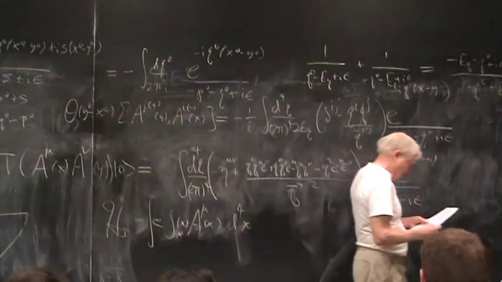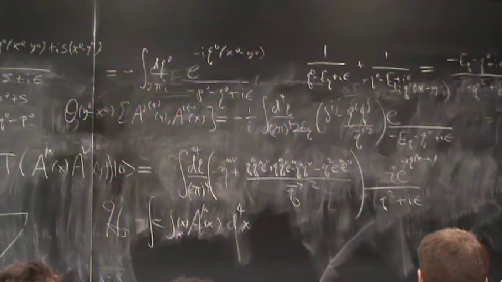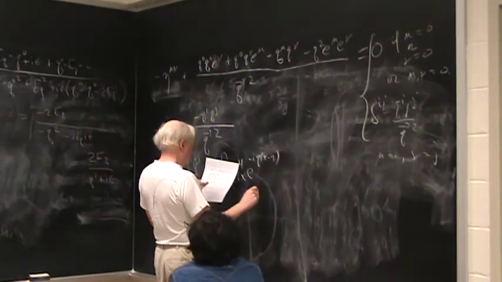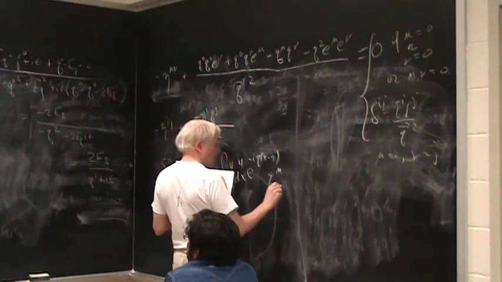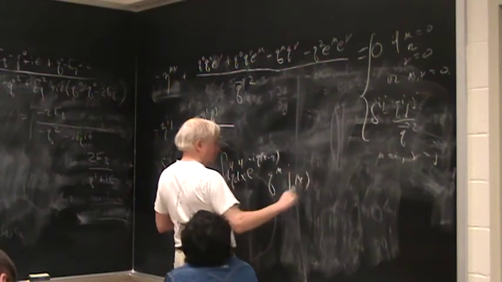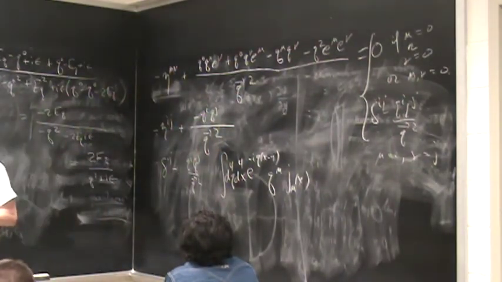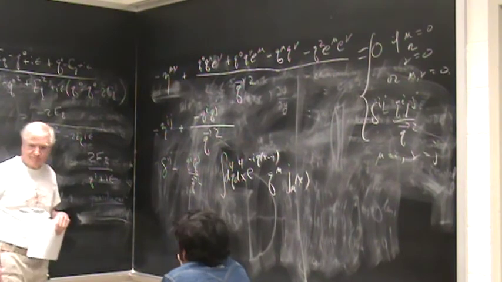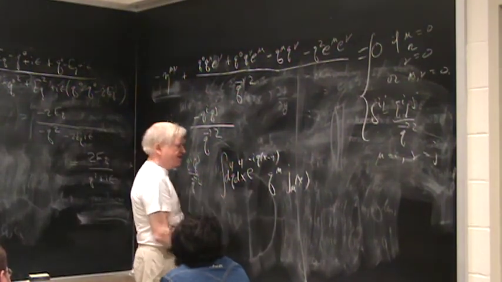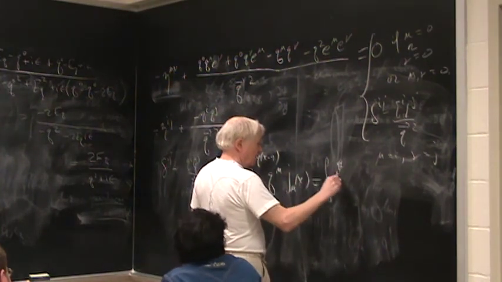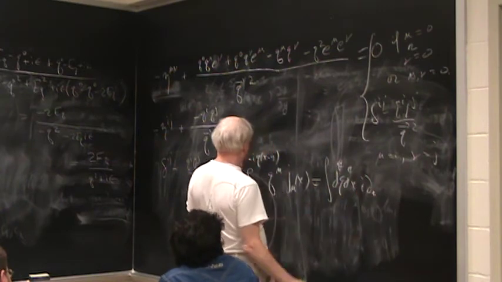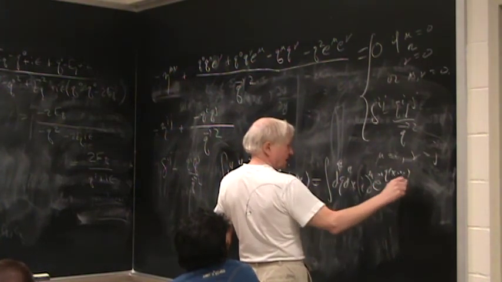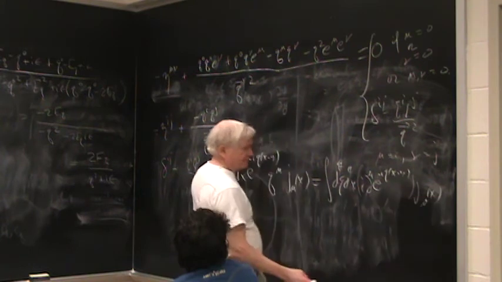So let's look at what that means. That means that we would have something like this: d^4q, d^4x, e to the minus i q (x minus y). I'm just going to look at part of it. Let's look at a q mu j mu of x term. Okay? This thing we can write essentially as i d mu e to the minus i q (x minus y) j mu of x, all right?